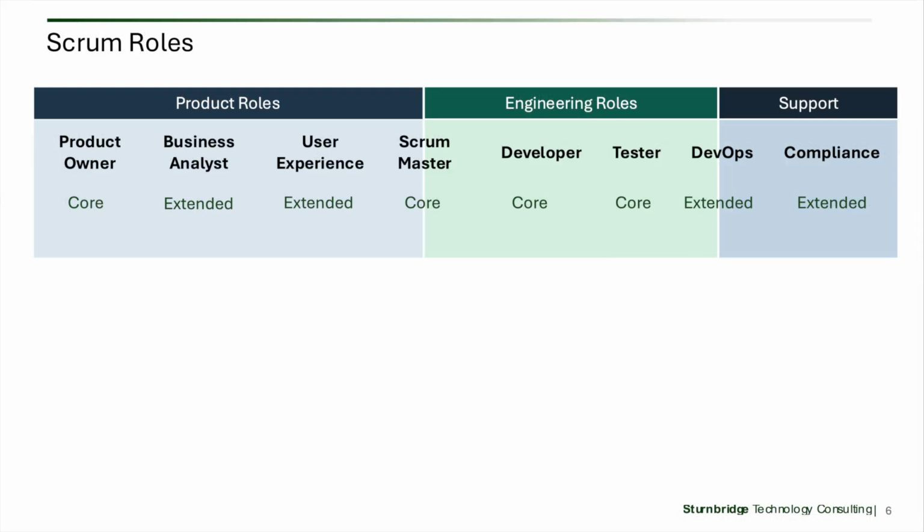Taken together, these extended roles reinforce a broader point. Scrum works best when delivery teams are cross-functional enough to move work from idea to usable outcome with minimal friction. The exact mix of roles will vary by context, but the principle stays the same. Teams need the right capabilities around the core Scrum structure to deliver value consistently.